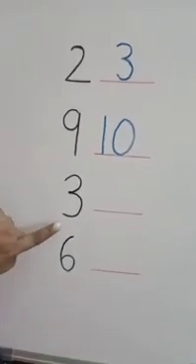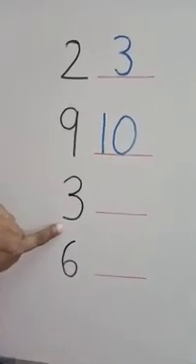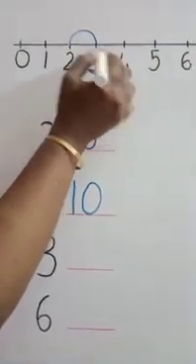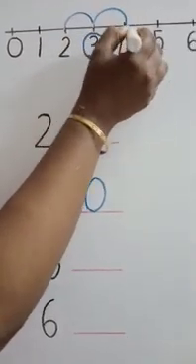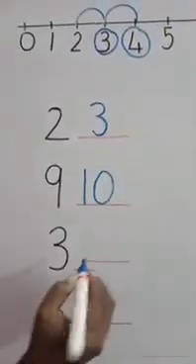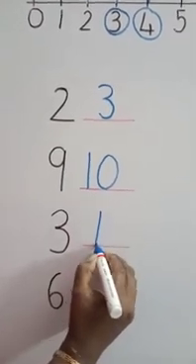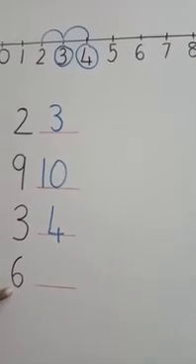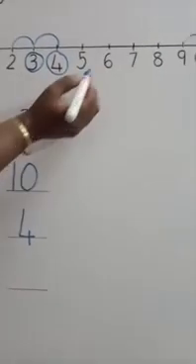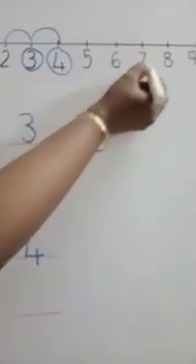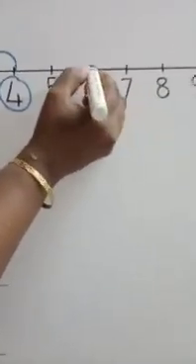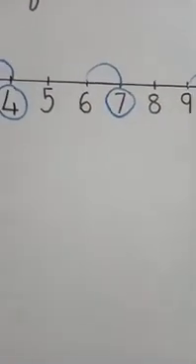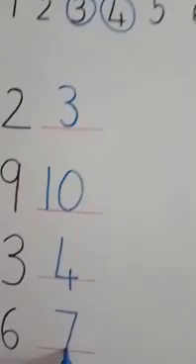Now let's look for the next number. This is number 3. Where is number 3 here? What comes after 3? After 3 is number 4. So I'm going to write number 4 here. And our last number is number 6. Where's number 6? Here. What comes after 6? Go forward. Yes, it's number 7. So I'm going to write number 7 here below.